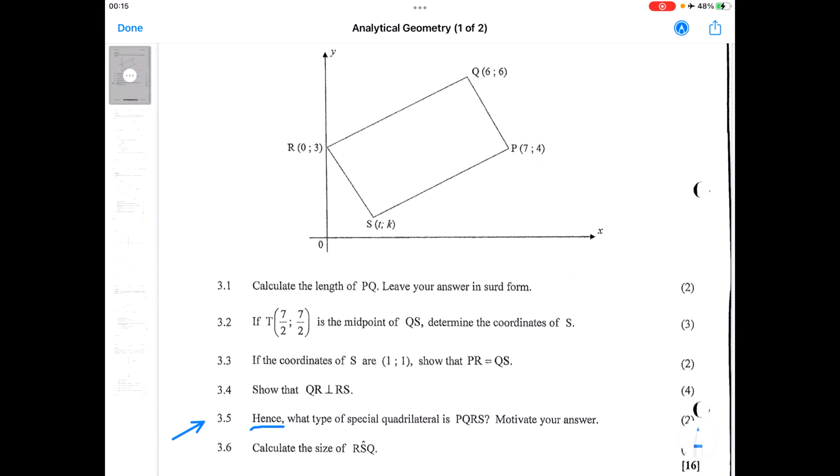So for this question, I'm just going to give it to you, because whatever I say will be an answer to that question. So I won't spend much of our precious time on that one. Just make sure you remember what we taught you in class. Otherwise, if you can't remember, just make sure that you attend the next live lesson where we will be doing some calculations on this question. So the last question, 3.6, says, calculate the size of angle S in triangle RSQ.